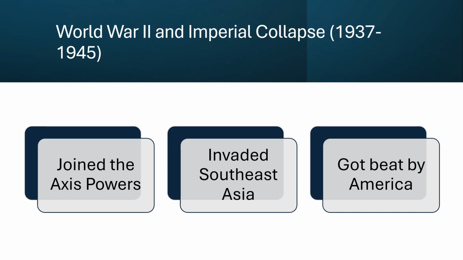Japan's conquests across East and Southeast Asia were met with harsh resistance, and by 1945, the tide had turned. After devastating defeats and the atomic bombings of Hiroshima and Nagasaki, Japan surrendered on August 15, 1945. This ended the Empire of Japan, ushering in Allied occupation.